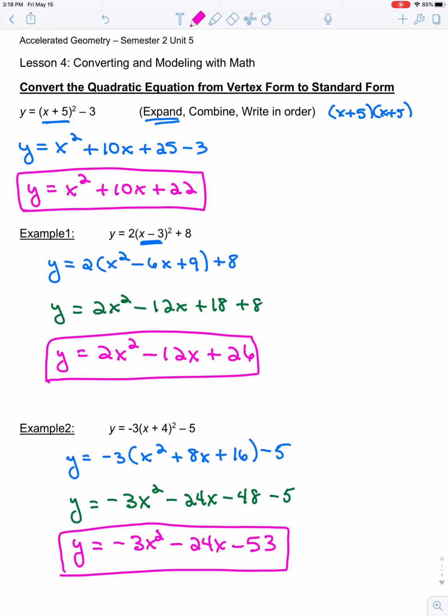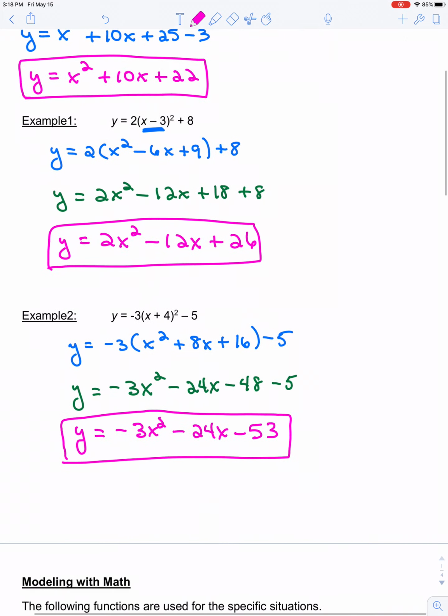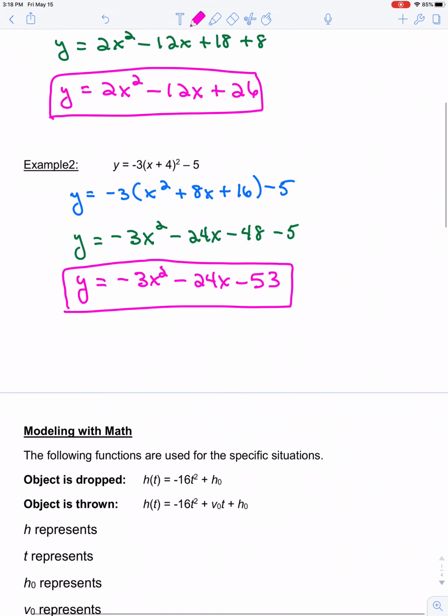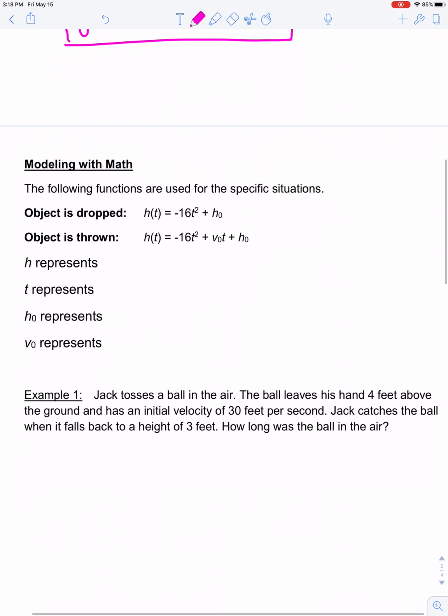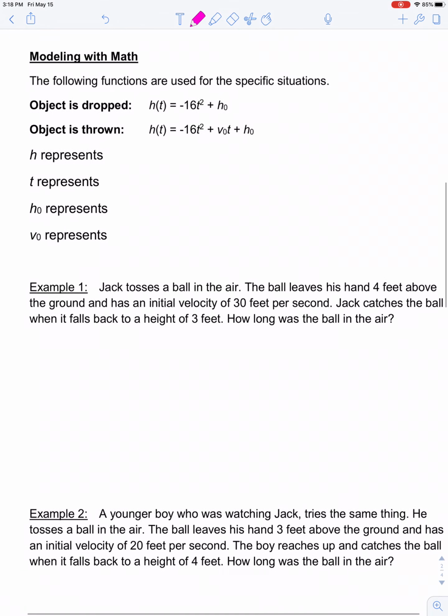Okay, so next we are going to do modeling with math, which means word problems. Everyone's favorite, math word problems. Okay, so the following functions are used for the specific situations.